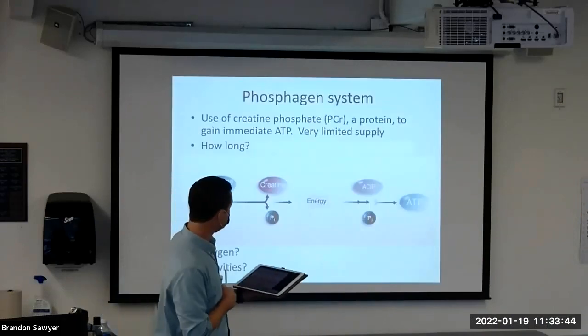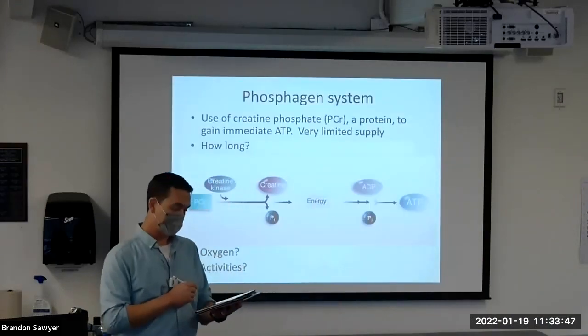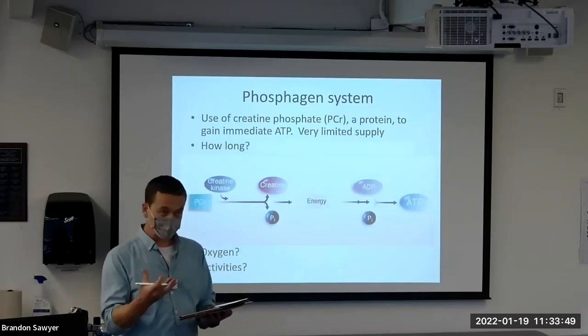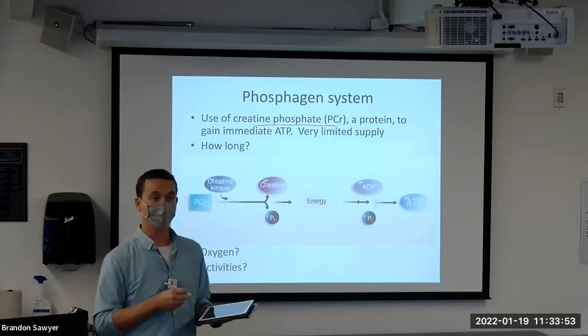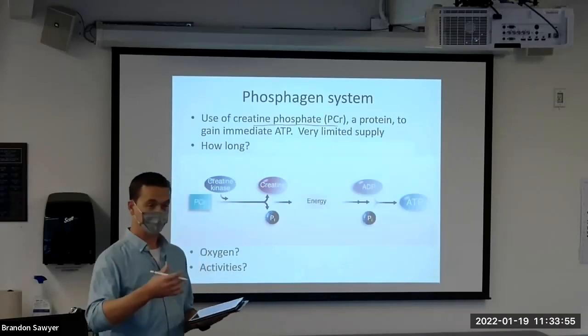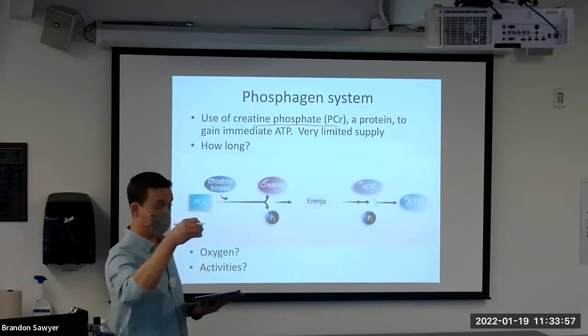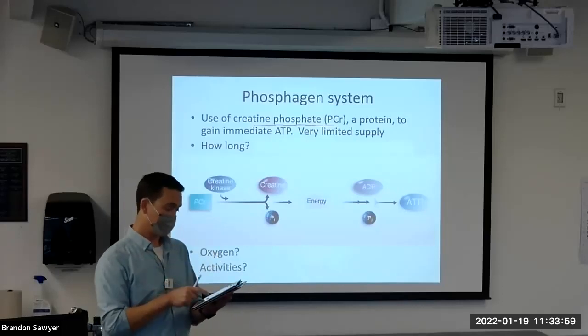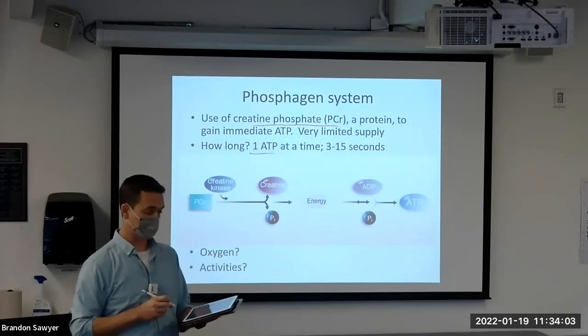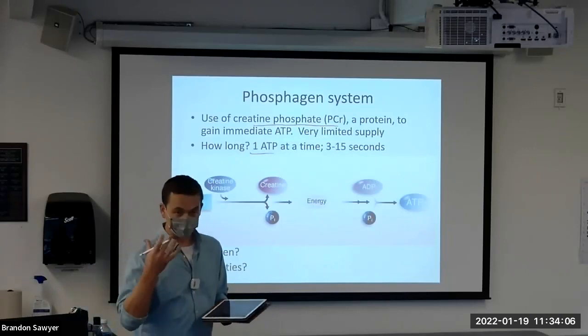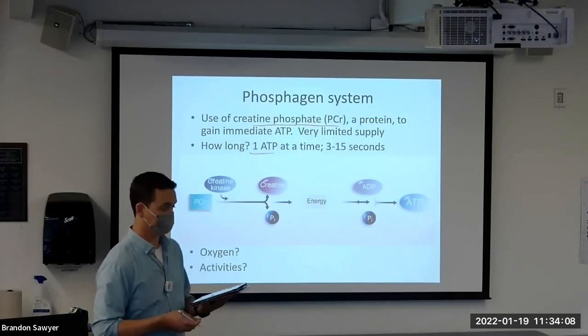Okay, so let's talk about the creatine phosphate system first. This is the simplest, just a single reaction, really. Creatine phosphate is a protein. The creatine part is a protein, and the phosphate is just attached to it. So this is really just giving us one ATP at a time. This one peaks somewhere around 3 to 15 seconds.